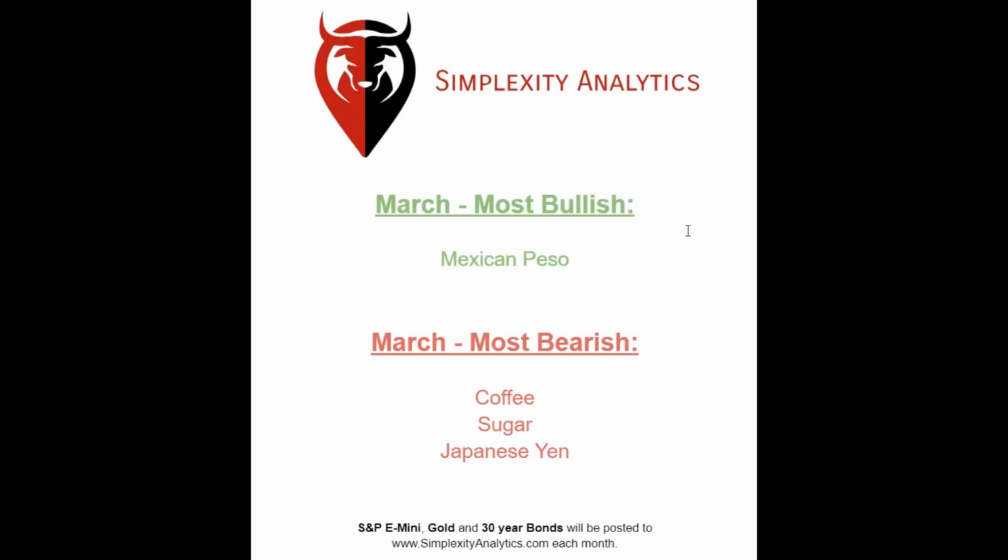This month we have four markets that are the most bearish or bullish, and those are the Mexican peso on the bullish side and coffee, sugar, and Japanese yen on the bearish side. So we will cover in depth in this video coffee and sugar heat maps, and as always every month we will go over the S&P E-mini heat map as well. Gold, 30-year bonds, the peso, and the Japanese yen will be available in the members area on the website.